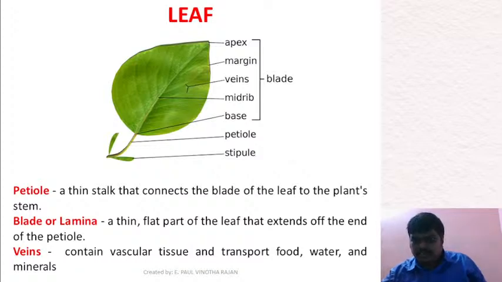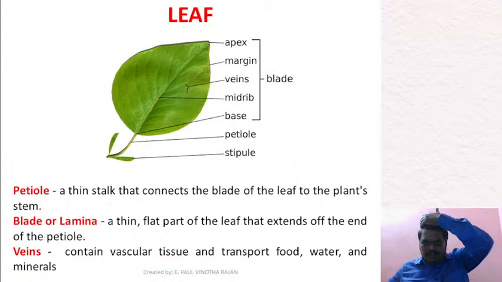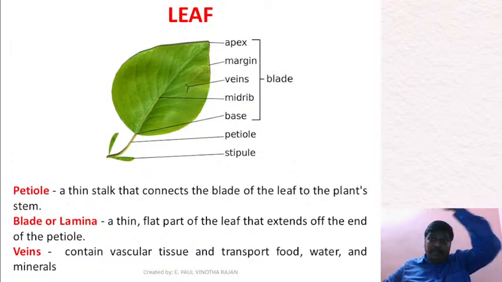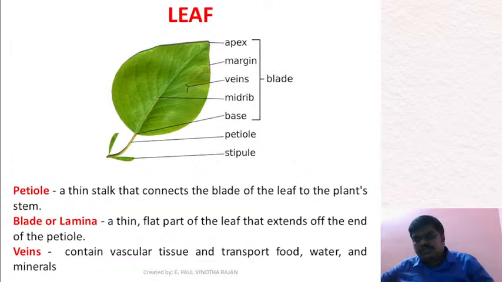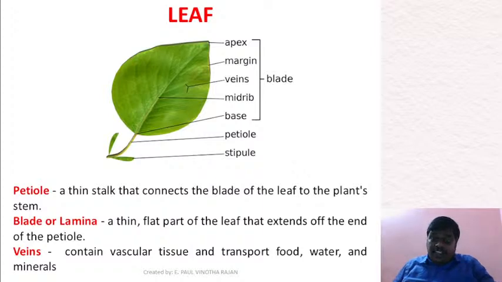Welcome back, children. The next topic that we are going to learn today is about the leaf. In the previous class, we learnt about the roots and the modifications of roots. In today's class, we have learnt about the stem and the modifications of the stem. Next, we are going to learn about the leaf.